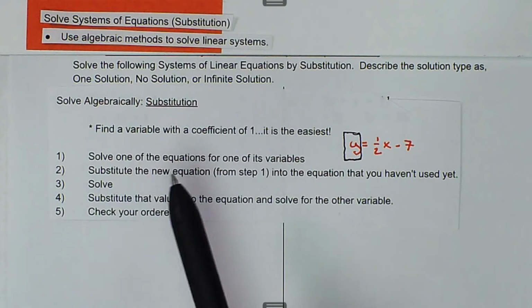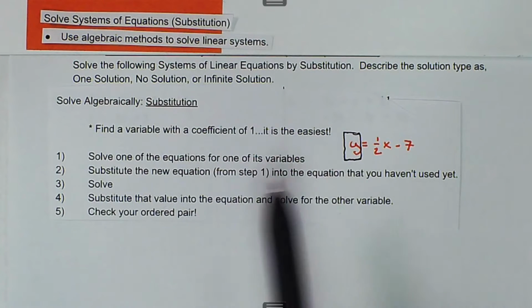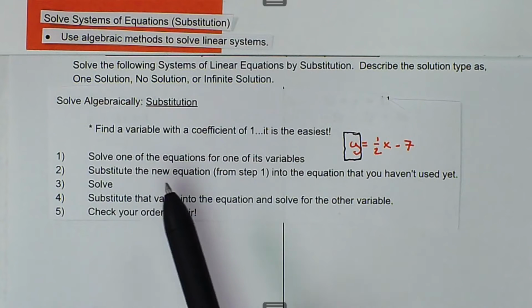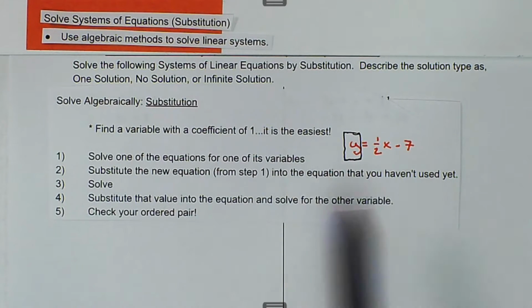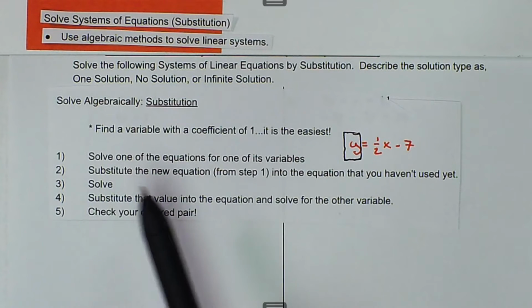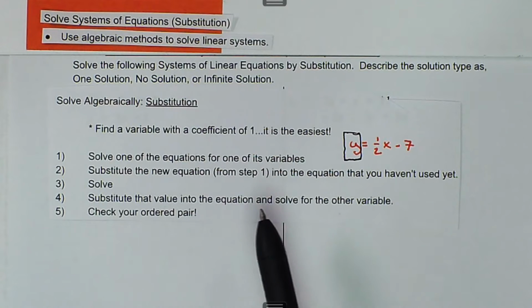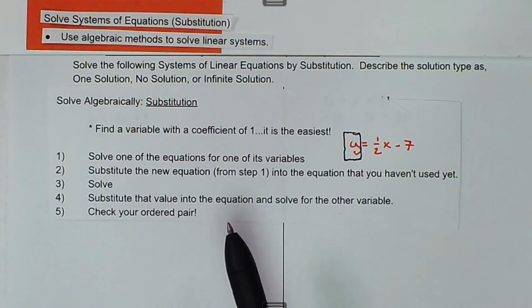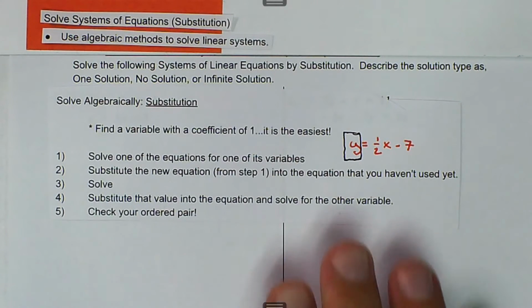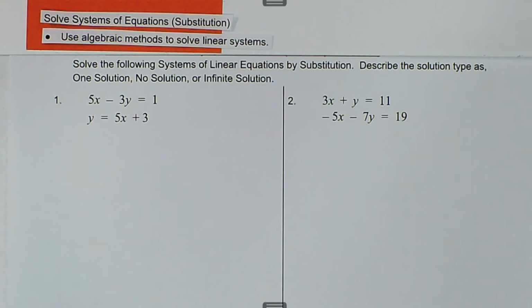So solve one of the equations for one of the variables. In this case, we have y by itself on the left-hand side, and then substitute the new equation from step 1 into the equation that you haven't used yet. Solve the equation, then substitute the value into the equation and solve for the other variable, and then check your ordered pair. So those are the steps, and we are actually going to do 2 examples of how to do that.